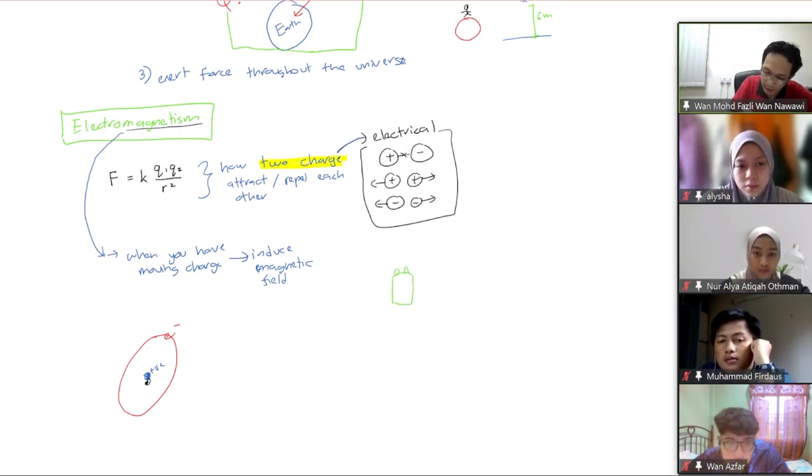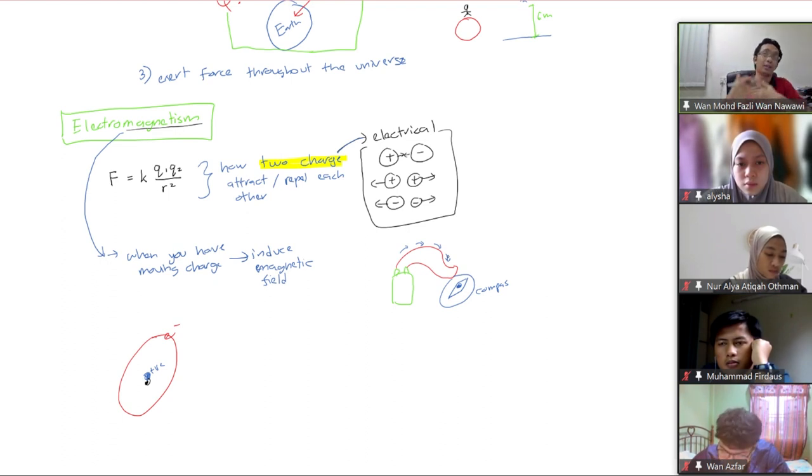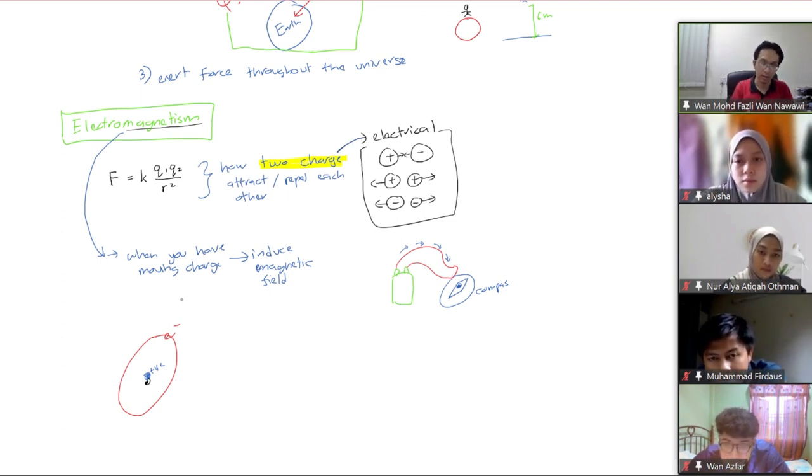Because when I have this battery and connect it with the wire, and then you have the needle of the compass. So this is the compass. When you connect the wire, the electrons move. When electrons move, they create an electromagnetic field. So the question now is, if everything is made of atoms, and inside the atom there are electrons, the electrons also move, revolving around the nucleus. So why then does not everything become magnetic, if that is the case?